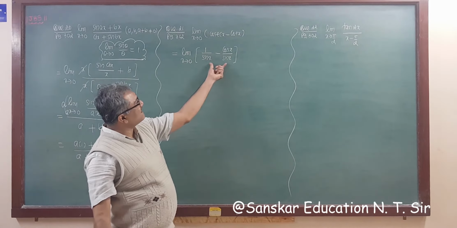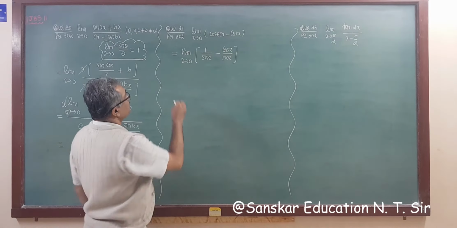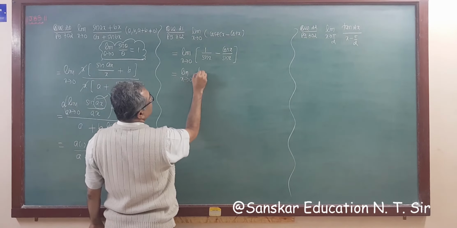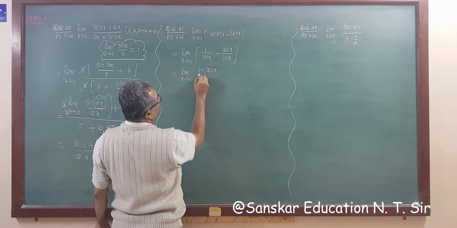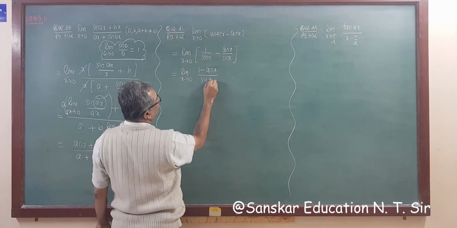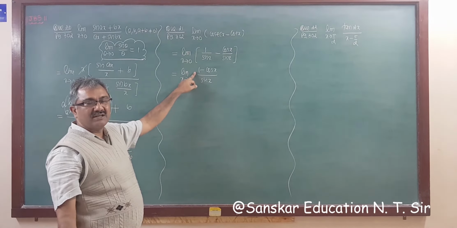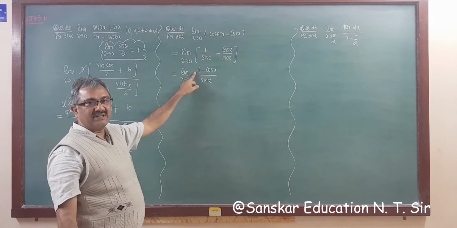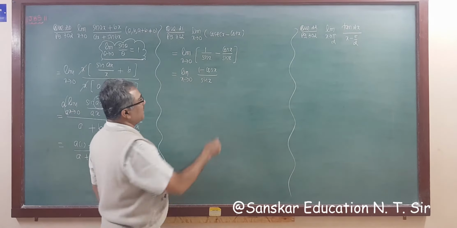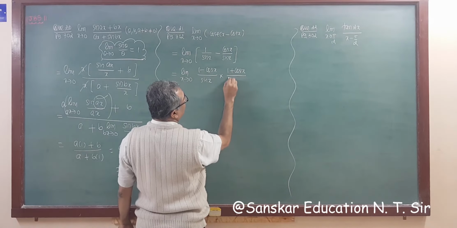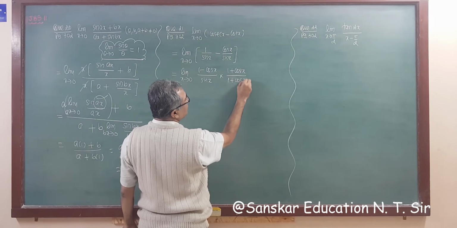So both denominators are the same. Taking the LCM, we get limit x tends to 0, (1 minus cos x) whole upon sin x. This is 1 minus cos x, so we rationalize it, that means multiplying and dividing by 1 plus cos x. So this is (1 plus cos x) whole upon (1 plus cos x).